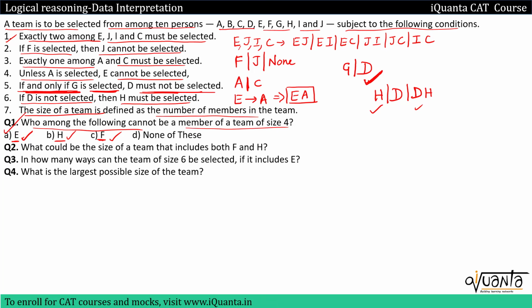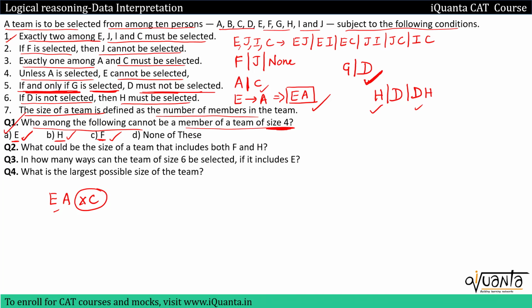So if I go with option A, I have to select a team having E and I have to make a team of size 4 to eliminate the first option. Now as soon as I select E, I know that E and A will always be together, so A will be there. I know that only one out of A and C can be selected, either A or C, so C will not be here, okay?